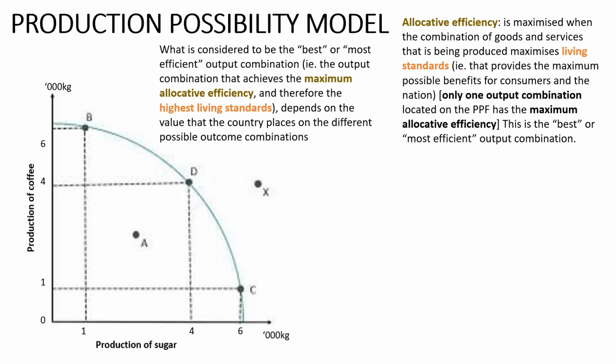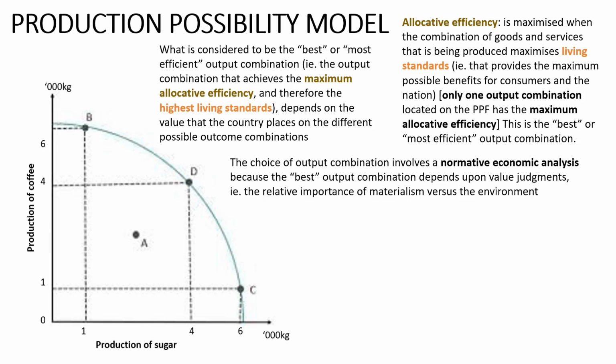While the question of what output combinations make up the production possibility frontier involves a positive economic analysis because it is a fact-based question as to which output combinations are the most technically efficient for a particular country, the question of what output combination achieves the maximum allocative efficiency involves a normative economic analysis.